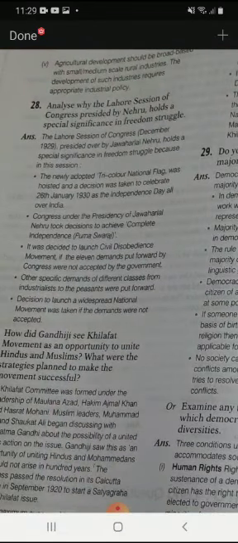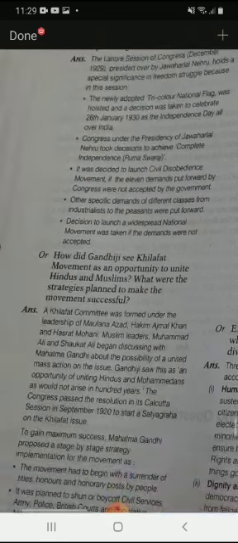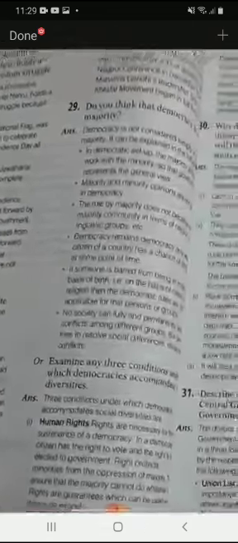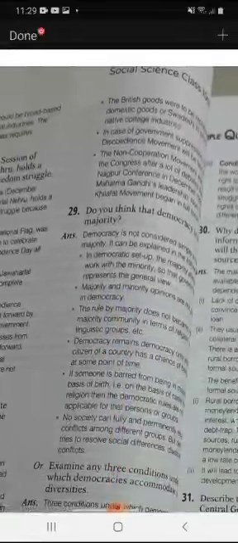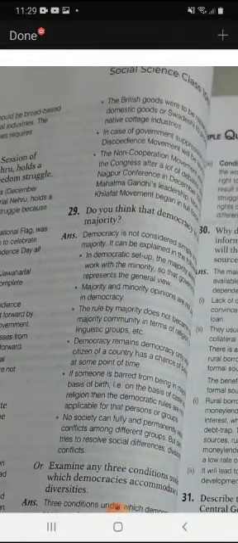And if you see question number 21, how did the establishment of multinational corporations mark the true beginning of globalization? And question number 28 is, analyze why the Lahore session of Congress presided over by Nehru holds a special significance in the freedom struggle. And do you think that democracy is the rule of a majority?